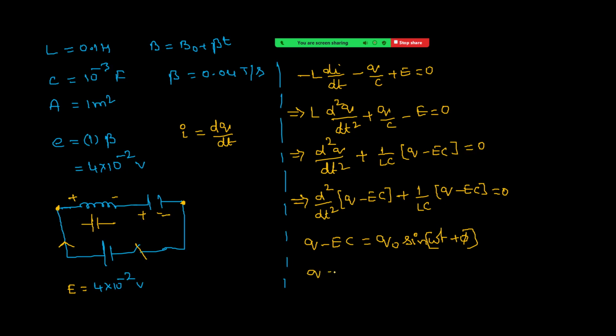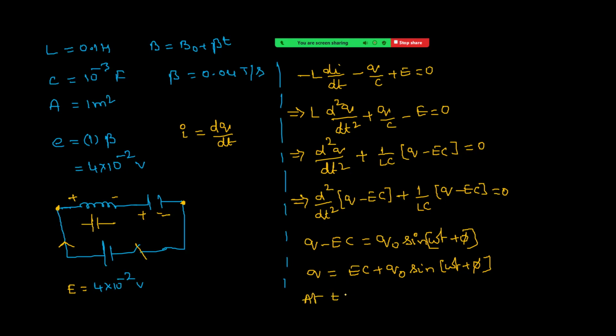Now Q equal to EC plus Q naught sine omega t plus phi. This is giving us Q, the charge on the capacitor, as a function of time. So in this, we have to calculate now what is Q naught and what is phi. And to calculate these two, now see what we can do.